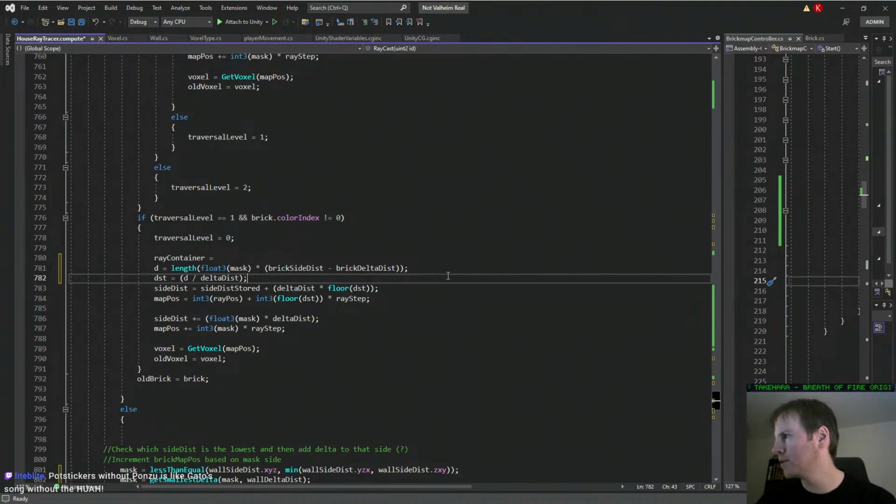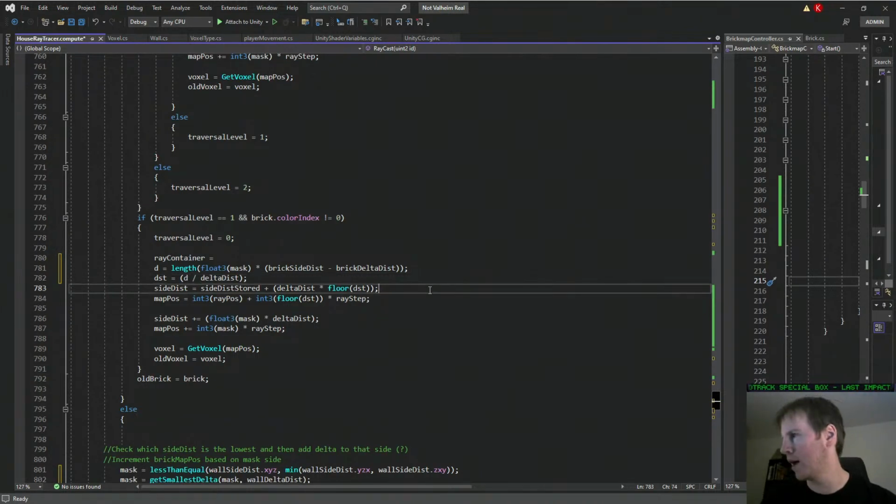Ray origin plus ray direction times D, current ray position. That's what I did before, but that didn't work. So how come you get to do that? You piece of shit.